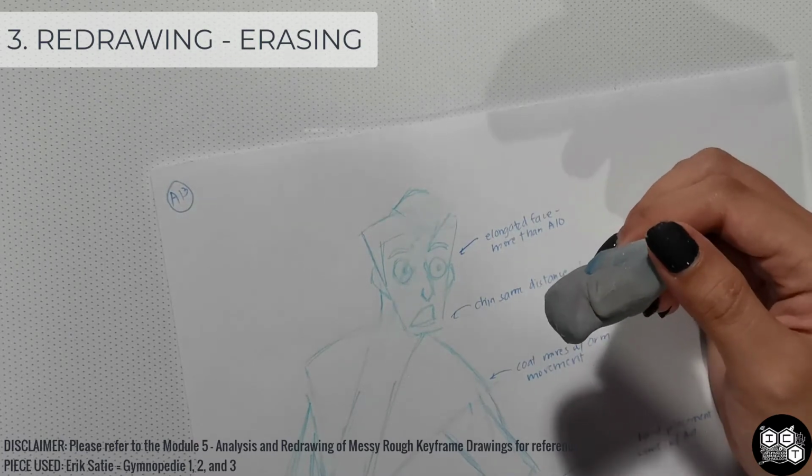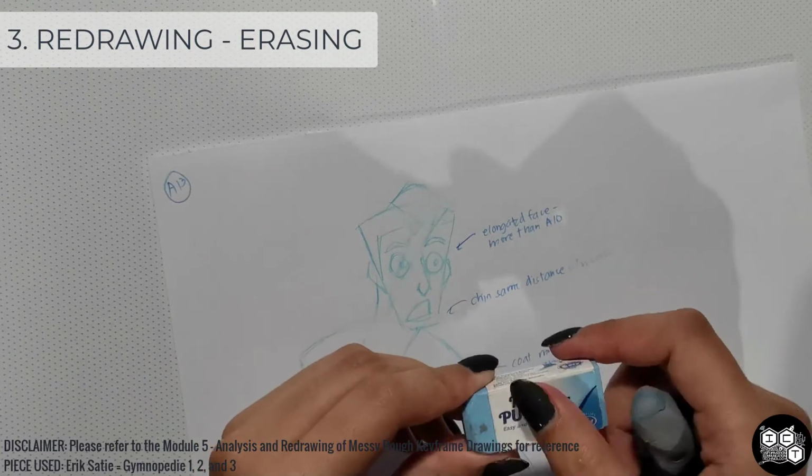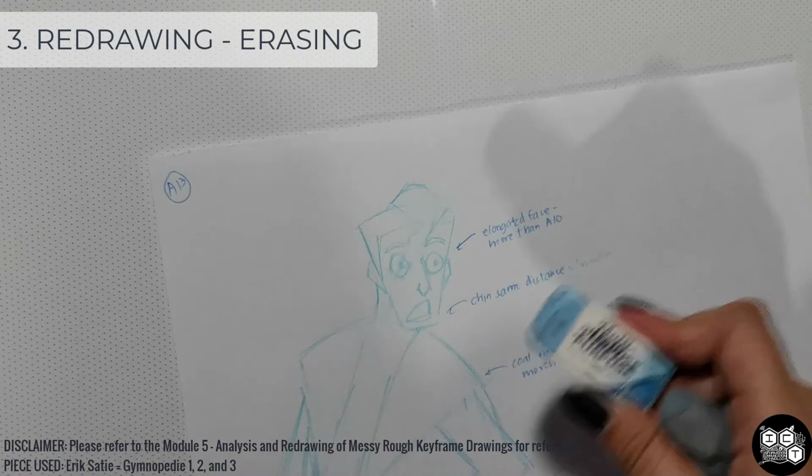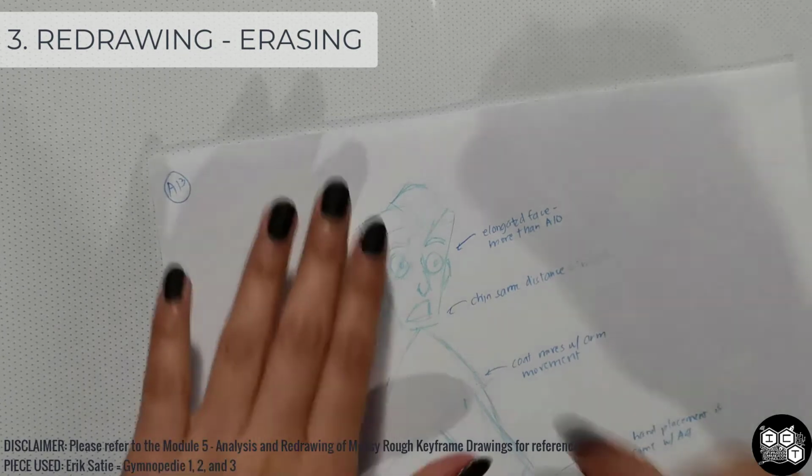And also I'll be using a kneaded eraser, but you can use a plastic eraser, so you can remove the skin right here and then use the surface to just lightly run over it so that it would be partially erased.